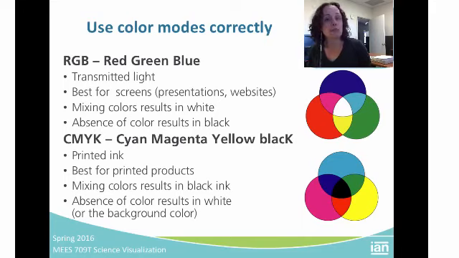The other color model is CMYK, which is cyan, magenta, yellow, and black. And this is for printed ink. So if you've ever changed the toner on a color copier, you'll know that there's cyan, magenta, yellow, and black toner cartridges. So, obviously this is best for printed products like posters, journal articles, newsletters. And in CMYK, when you mix all the colors together, you get black ink, and the absence of color results in white, or it just allows the background color of the paper to show through. So again, save your files as CMYK if you're using them for printed products.